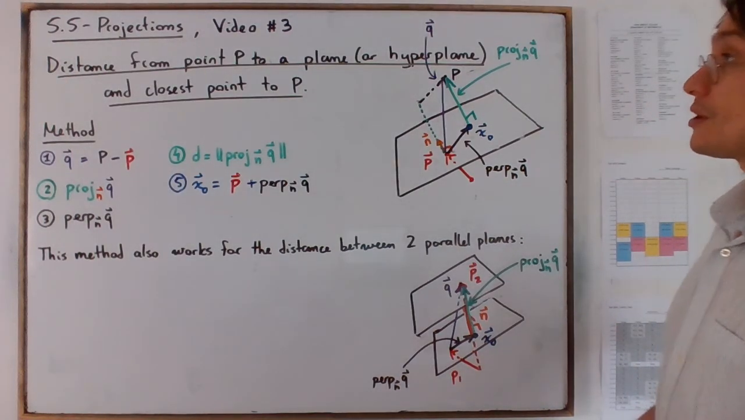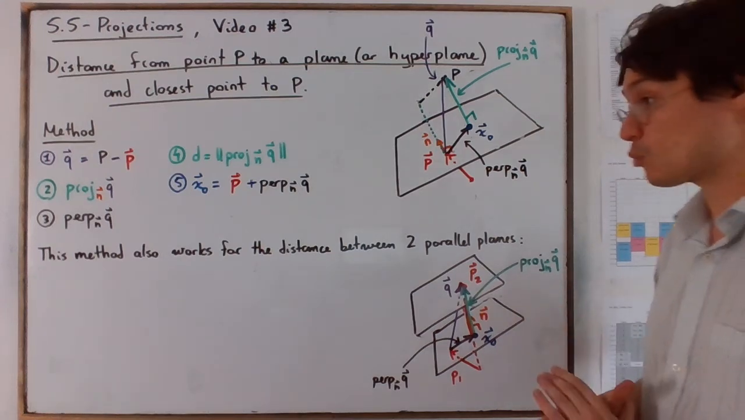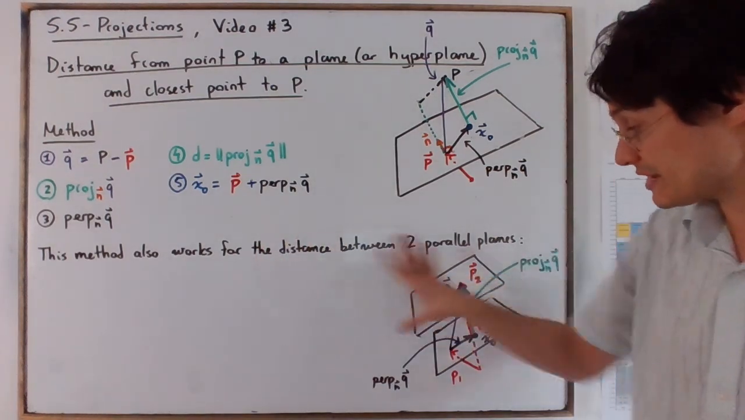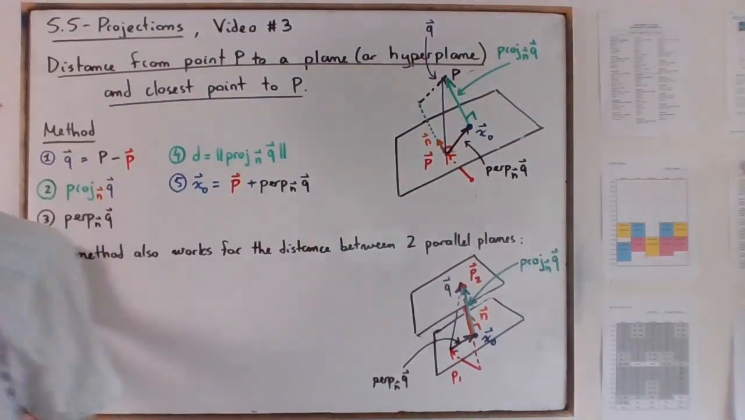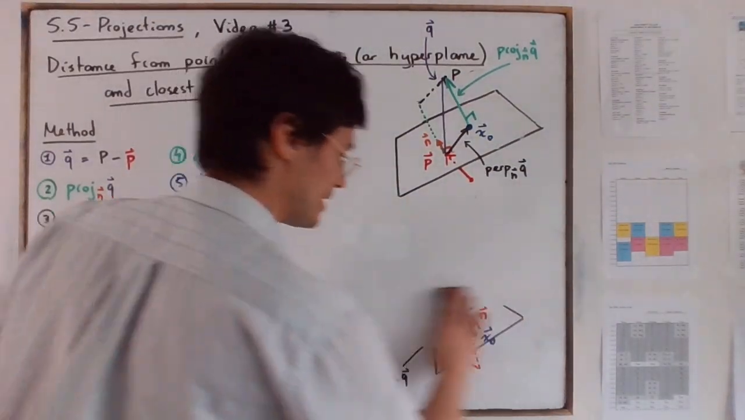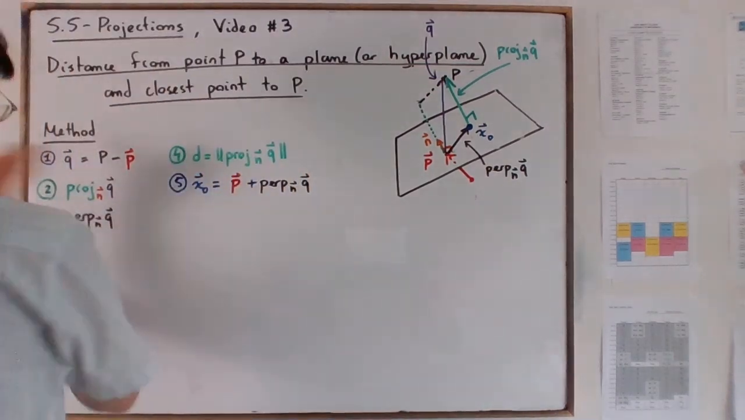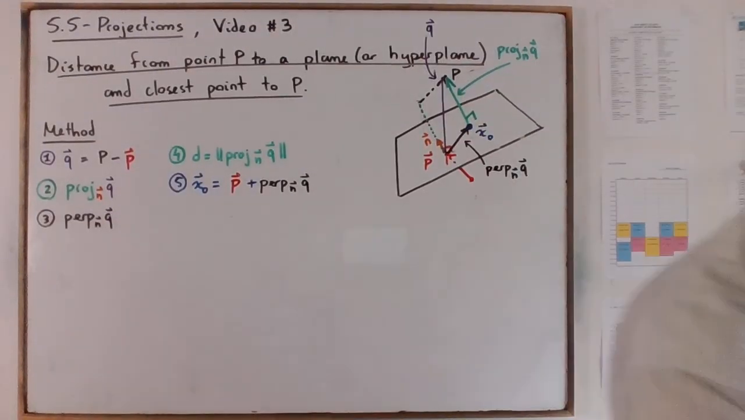All right, so let's have a look at an example with this method. Let's erase this and write the example over here, so we can keep at the very least the method at the same time as we're solving the example.